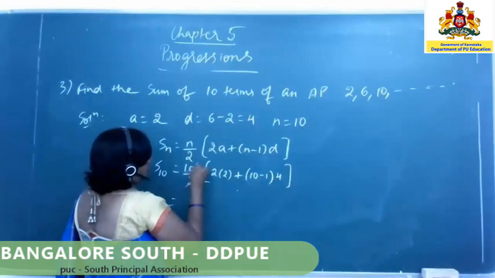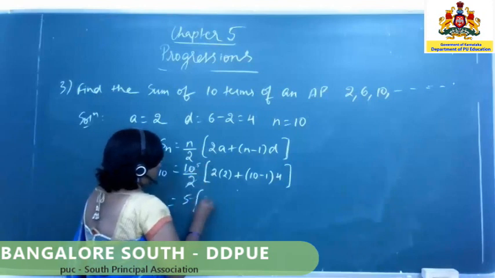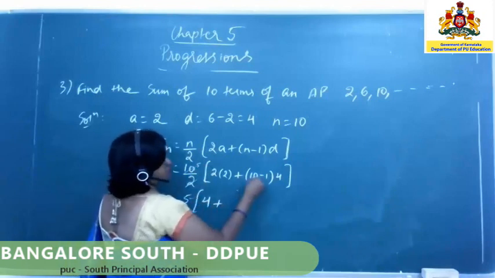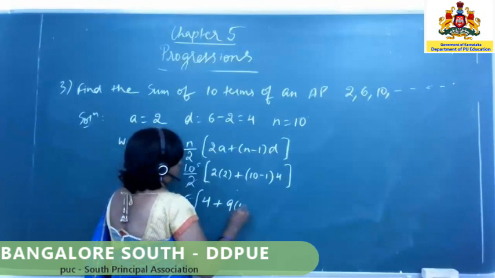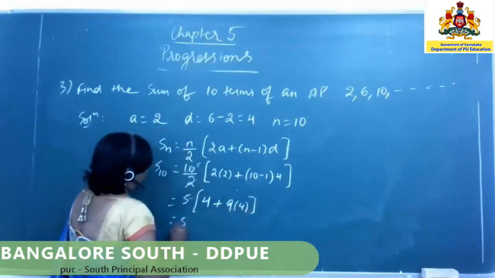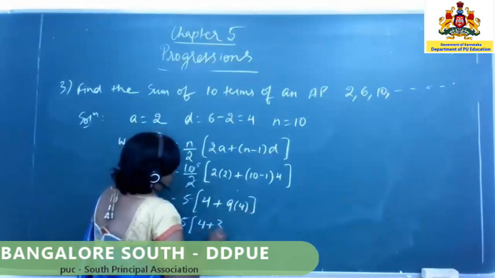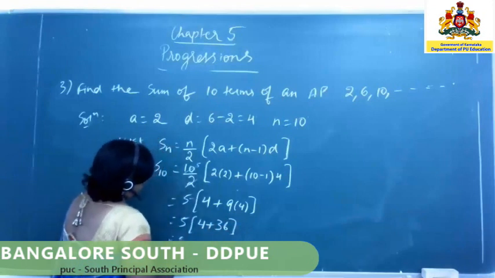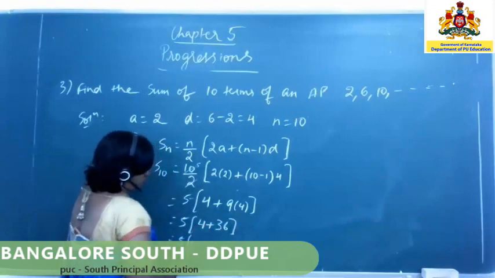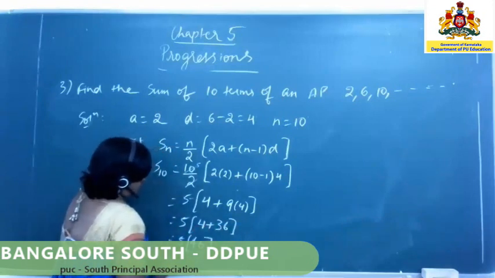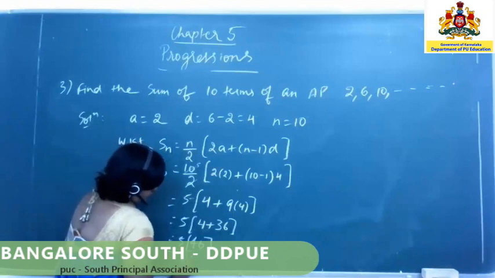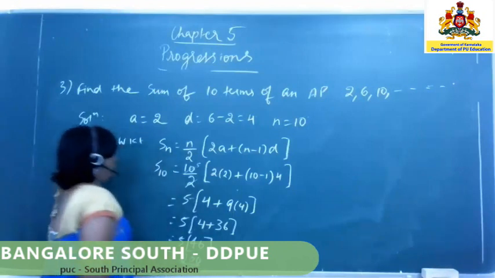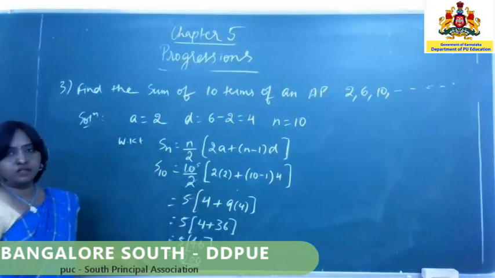So 2 ones are 2, 5s are 10... so 5 into 4 plus 10 minus 1, 9 into 4. So 5 into 4 plus 9 into 4, 36. So 5 into 36 plus 4, 40. So 5 into 40, 200. S10 is equal to 200.